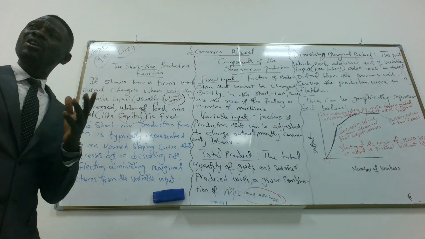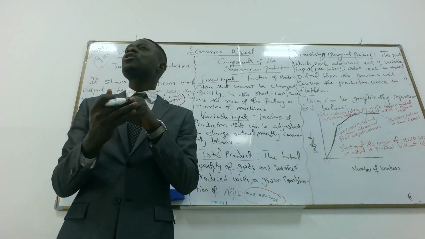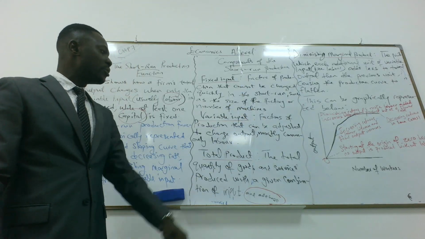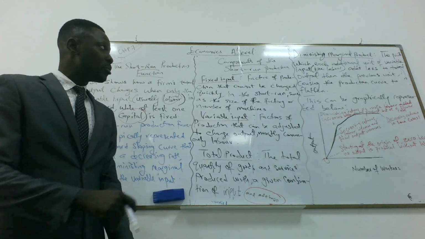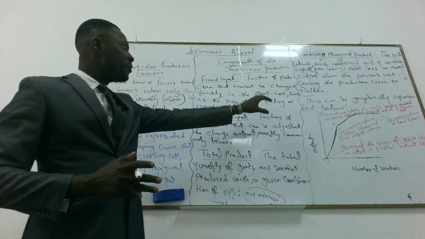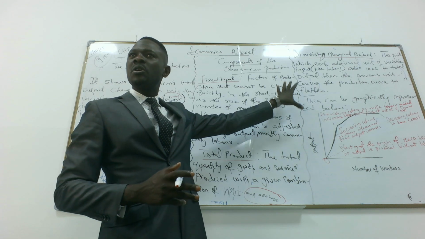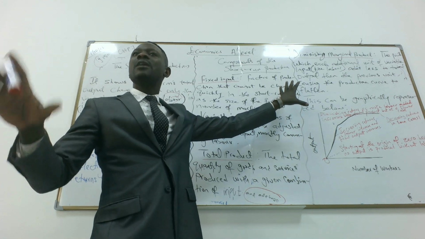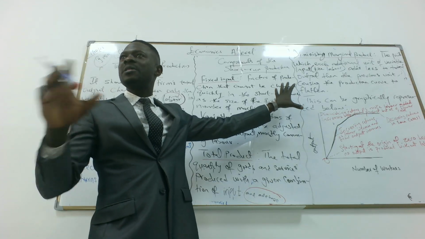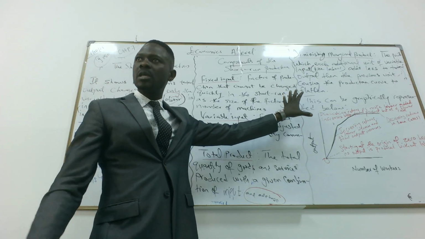So, what are the components? What makes the production function? We have the fixed input, the variable input, total product, and diminishing marginal product. We're going to start with the fixed input. Why do we call it fixed input? It is a fixed input because this factor of production remains the same. You can't change it quickly within a short period of time. It's fixed, like capital, equipment.